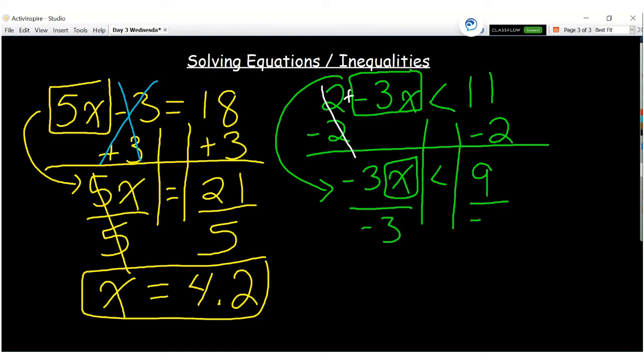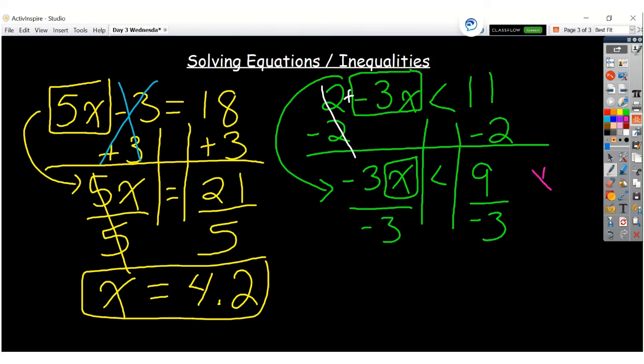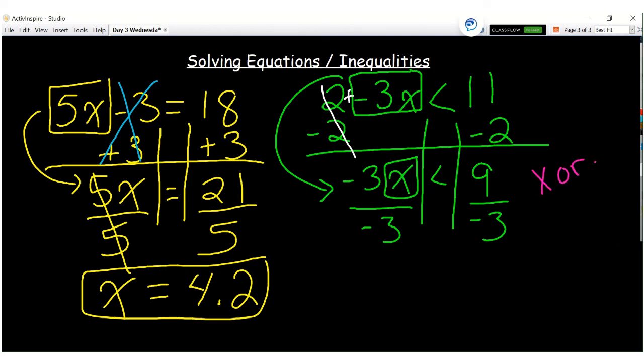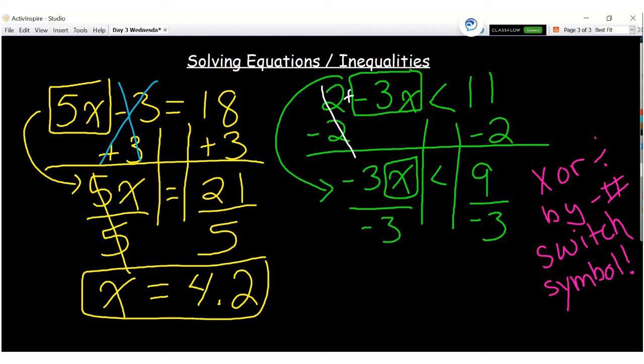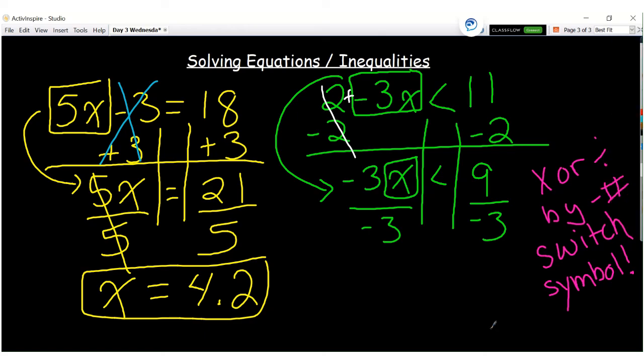And this is where you have to be careful. I'm going to make a note to the side here. Remember, if you multiply or divide by a negative number, you have to switch your inequality symbol. That is super, super, super important. Especially when you have something that is multiple choice and you have to select the correct answer, it's really easy to forget to interpret it, even if you switch that symbol.